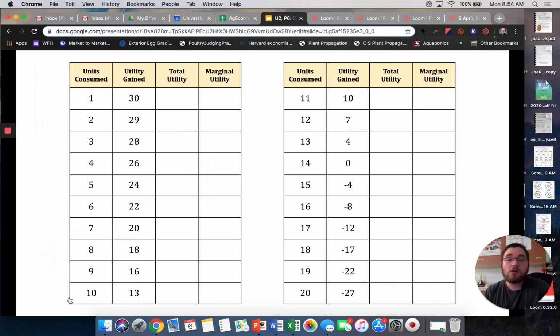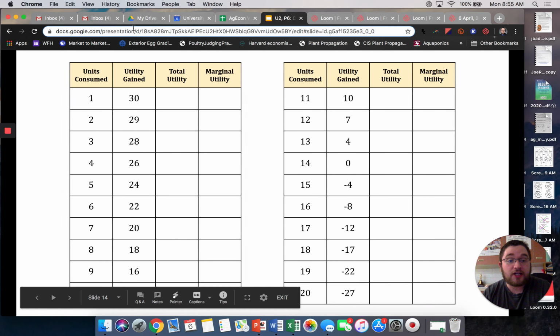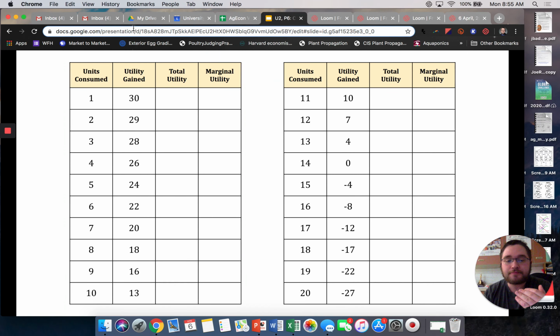Okay. So here's a chart that we're going to be using moving forward for the rest of this presentation, and you'll see it again on your unit exam and in the future. Units consumed, utility gained, total utility, marginal utility, okay? Most of the charts aren't going to have utility gained, but I put that on here just so you can see my satisfaction as I was eating. Okay, so that first unit I consumed, I was very satisfied. I was happy. I was excited. Like, yes, this is so good.